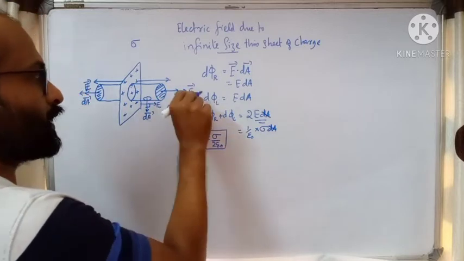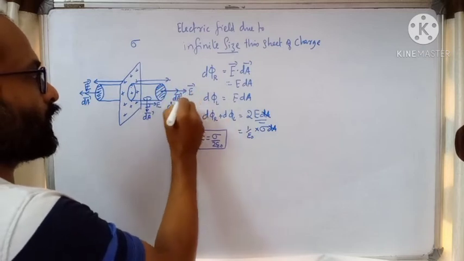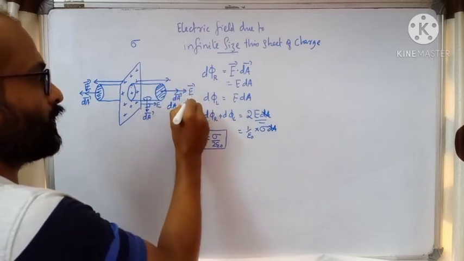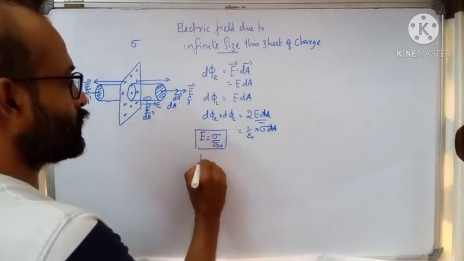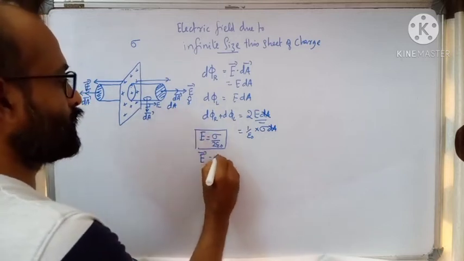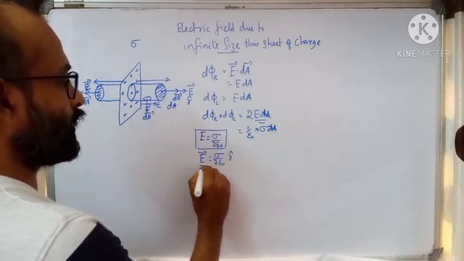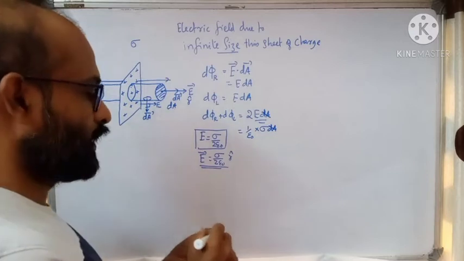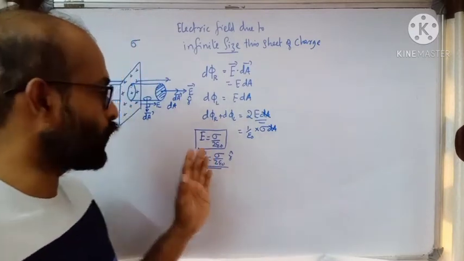This electric field is acting in this direction. This is the direction of the electric field. In this direction, we can imagine a unit vector r cap. So we can say in vector form, vector E is equal to sigma by 2 epsilon 0 r cap. This is the vector form of the electric field due to a thin, infinite-size sheet of charge. Okay, we have got the equation.